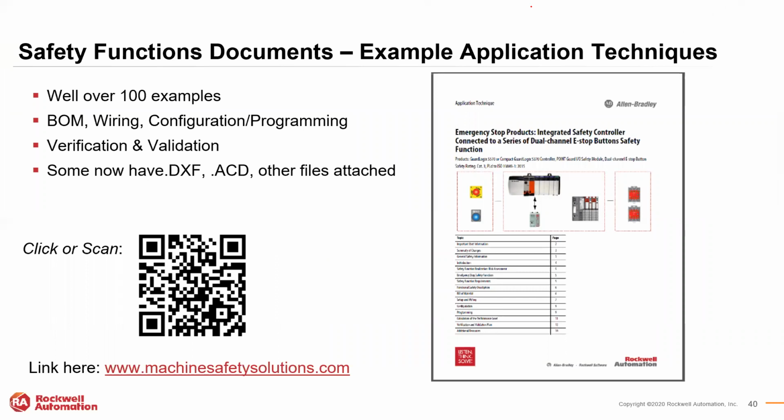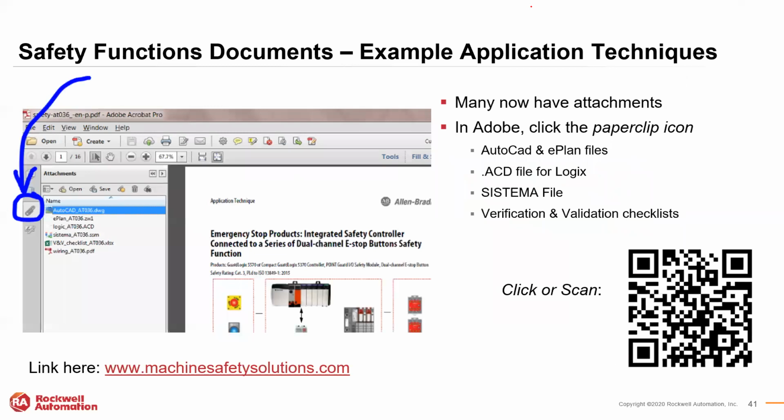So these are a combination of machine safety and process safety. We have about 200 documents that all start with publication SAFETY-AT. And these include wiring examples. They include a discussion of the safety level that's achieved. There's also ladder logic files, if it's a Guard Logix, I/O configuration, and sustainment and validation. So the address is machinesafetysolutions.com. But as I mentioned, there's other process and even electrical related safety things.